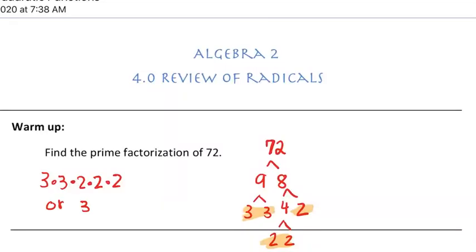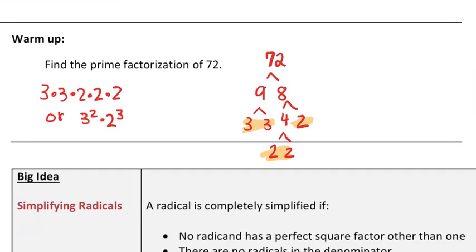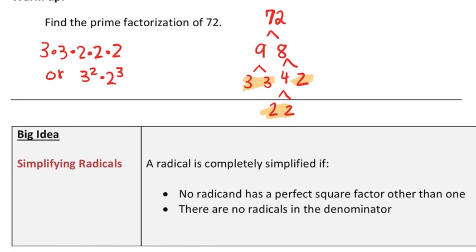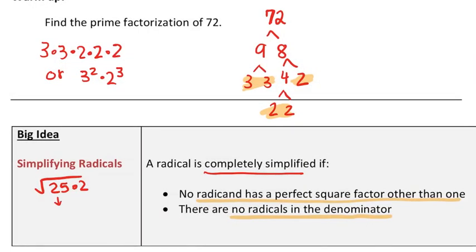So it could look like 3 times 3 times 2 times 2 times 2, or 3 squared times 2 to the third. So if we're going to simplify our radicals, to have a radical be completely simplified, it can't have any factors inside your radicand that have a perfect square factor. And there can't be any radicals in your denominator. So for example, if you have the square root of 25 times 2, 25 is a perfect square, so you'd need to go ahead and take its square root and then just turn it into 5 times the square root of 2. So let's break down some radicals.